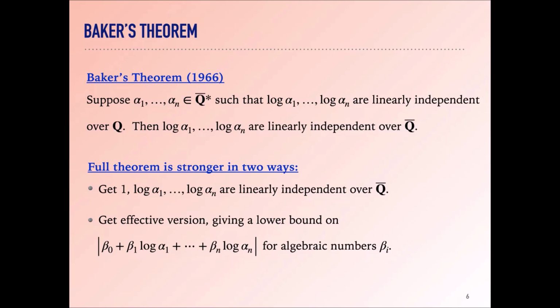And maybe even more importantly, the theorem is actually effective. That is, you get a lower bound on the quantity beta 0 plus beta 1 times log alpha 1 all the way up to beta n times log alpha n, for any algebraic numbers beta i, with some explicit lower bound. It's not just that it's non-zero, it's bounded away from 0 by some effective amount that you can write. I'm not going to prove either of these things because it just gets a little bit more complicated.